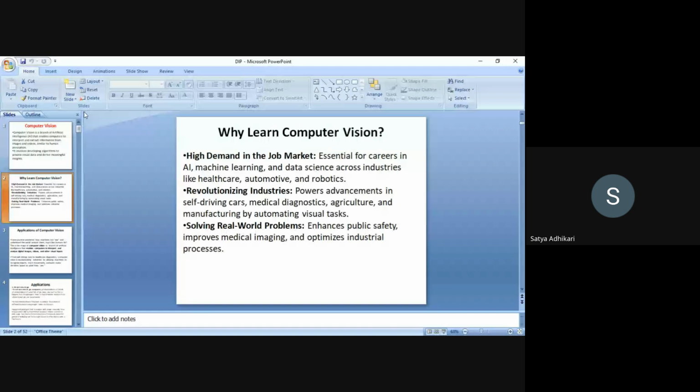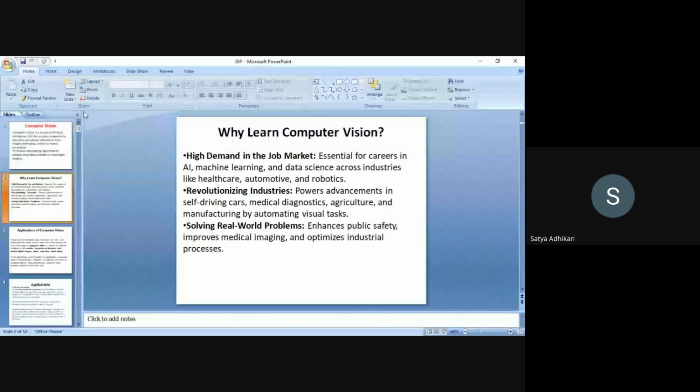So let us see why computer vision. Why learn computer vision? It is in high demand in the job market. It is essential for careers in AI, machine learning, and data science, which are challenging careers nowadays, across industries like healthcare, automotive, robotics, and telecom also. In these sectors, computer vision plays a vital role.